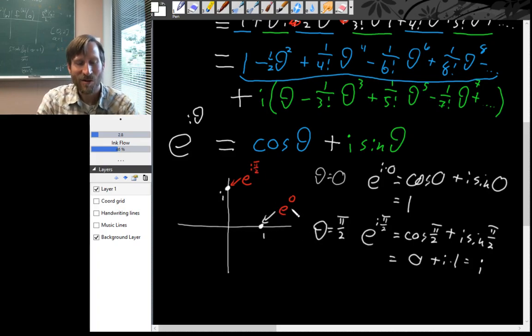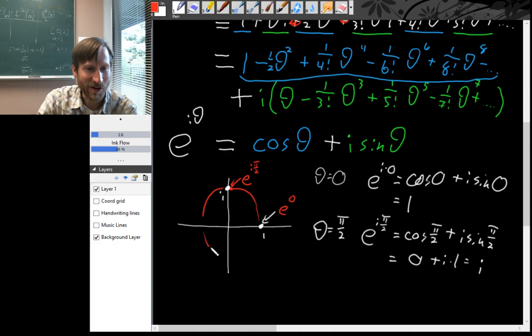As the angle theta goes from 0 up to pi over 2, the complex numbers swing from 1 around the unit circle over to i. And as theta increases more, they keep going around the unit circle in the complex plane. So raising e to imaginary powers just rotates you around this unit circle in the complex plane.